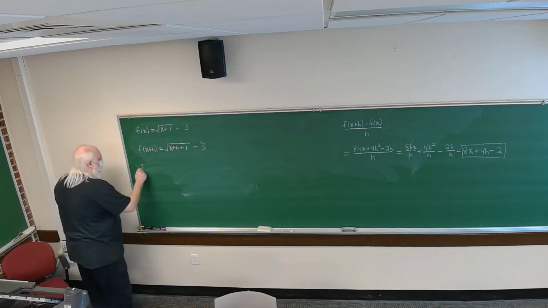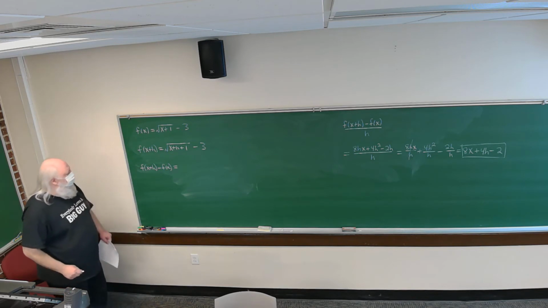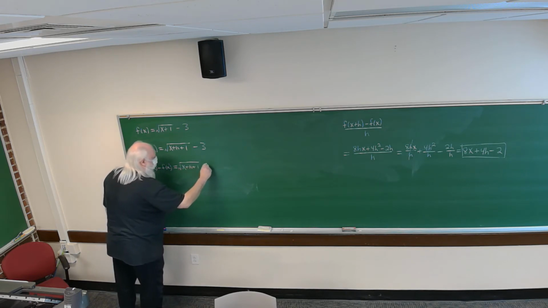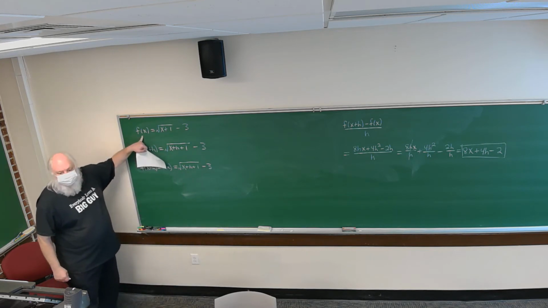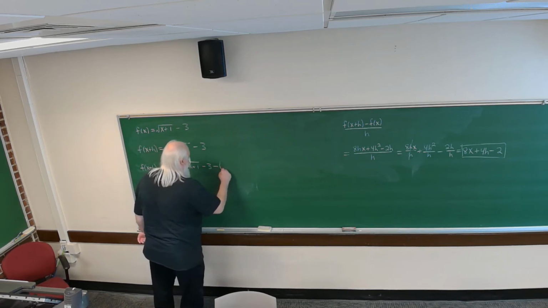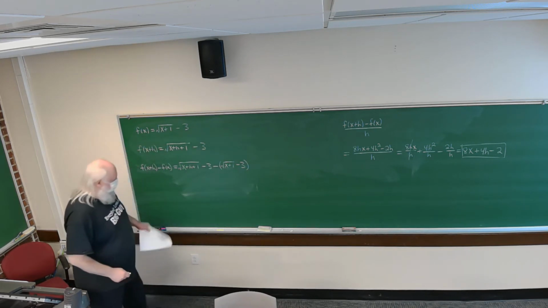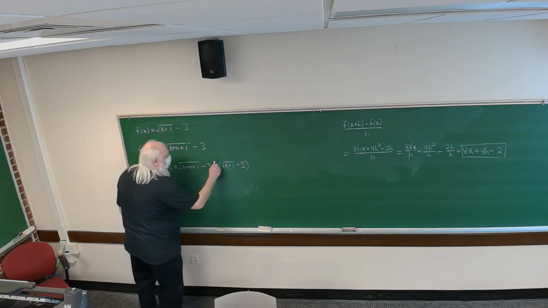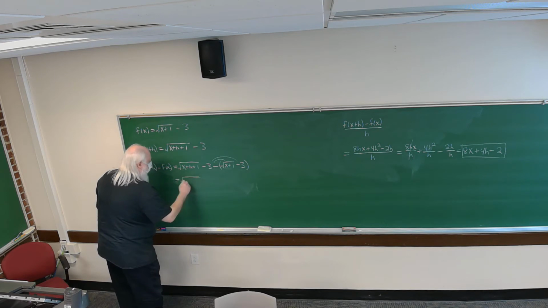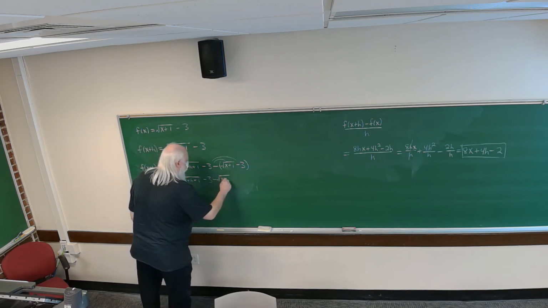In B, we gotta find f of x plus h minus f of x. Well, f of x plus h is the square root of x plus h plus 1 minus 3. And then we gotta subtract f of x. Well, f of x has more than 2 terms, so be sure to put f of x in parentheses. It's minus the square root of x plus 1 minus 3. And now you got to distribute the minus sign inside the parentheses. And we have the square root of x plus h plus 1 minus 3 minus the square root of x plus 1 plus 3.